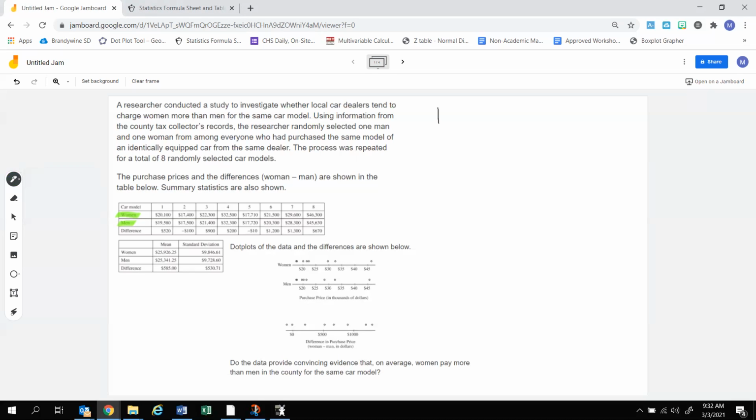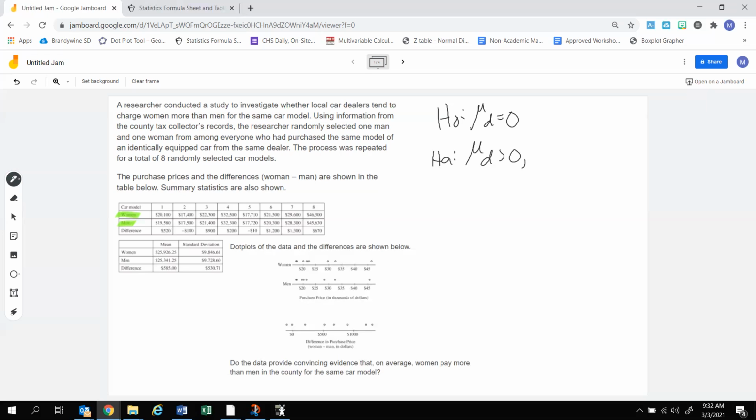So our null hypothesis is going to be, they want to see that women pay more than men, so the assumption is that they pay the same. So we're going to say the null is that the mean of the differences is 0. Women paying more than men would give a positive value, so our mean of differences greater than 0 is the alternate hypothesis.